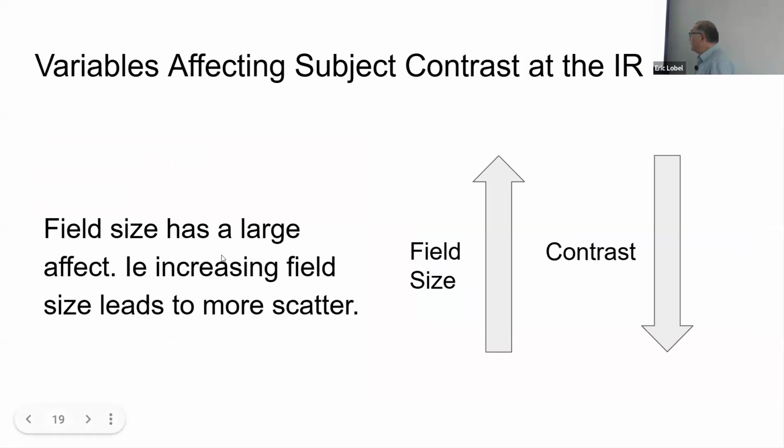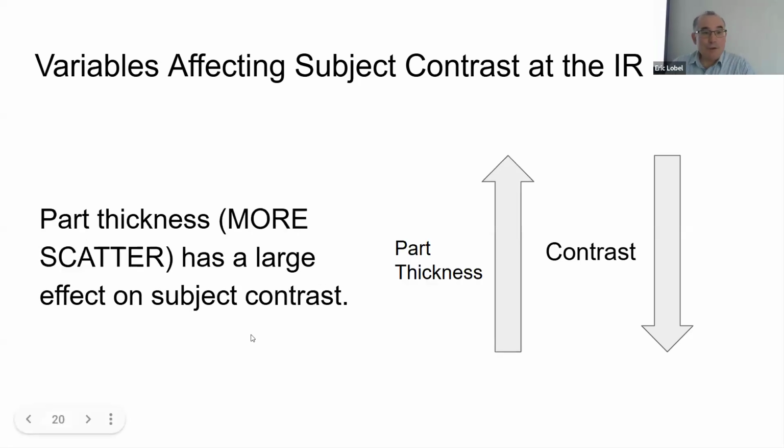Field size, this is the same thing as collimation. If the field size opens, then you get more scatter, right? Remember, you're getting more scatter at the periphery. So if you cut that down, then your contrast will increase. But if you open the field size, not only are you exposing more radiation to the patient, but the image is going to look worse, right? Contrast is going to go down. Same concept here, so we can kind of skip this one.